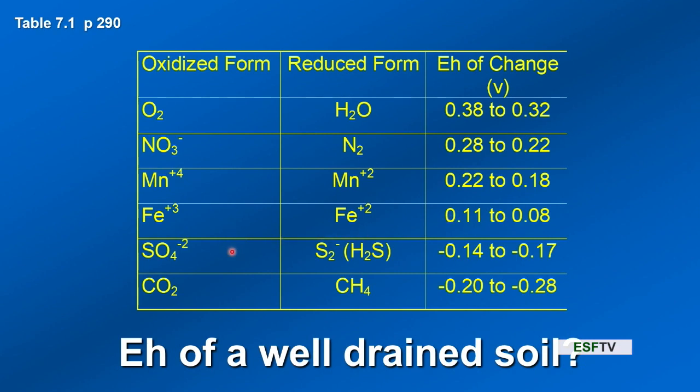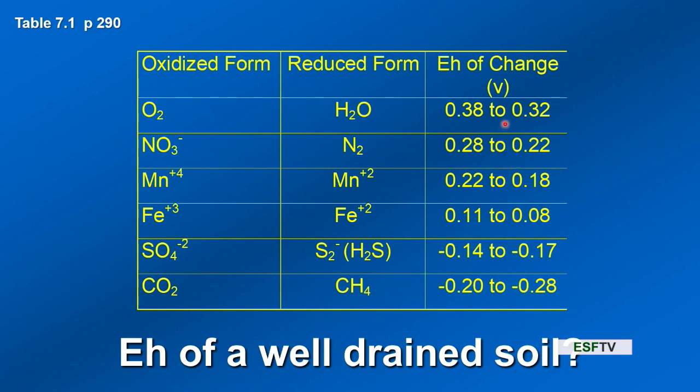Sulfate, the next one down the list, as iron is used up, sulfate starts getting the electrons, and sulfate is reduced to hydrogen sulfide, that stinky gas, right? So now we're getting into really anaerobic systems. And now we're down to negative values for this redox potential, minus 0.14 to minus 0.17. And then we finally get down to carbon dioxide being reduced to methane, bubbling up and getting the gas. This is extremely low EH, anoxic, minus 0.2 to minus 0.28.